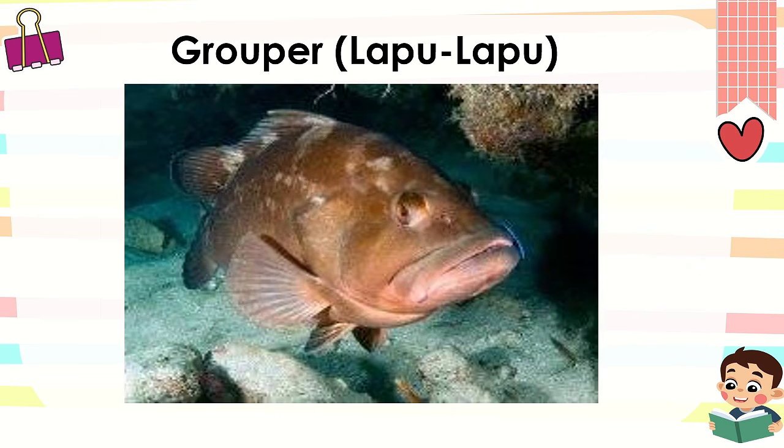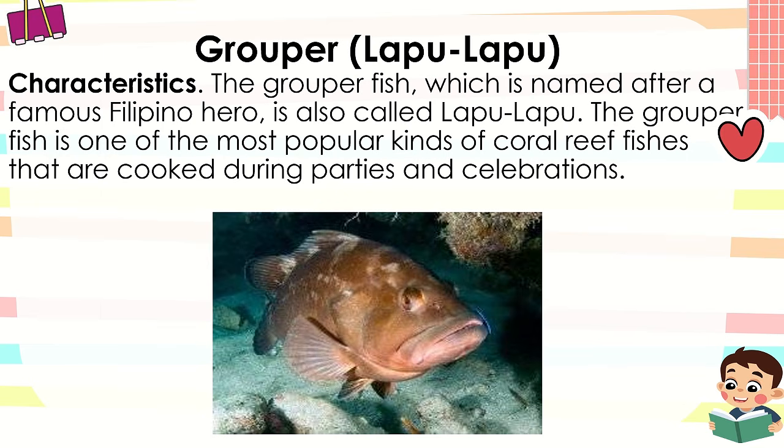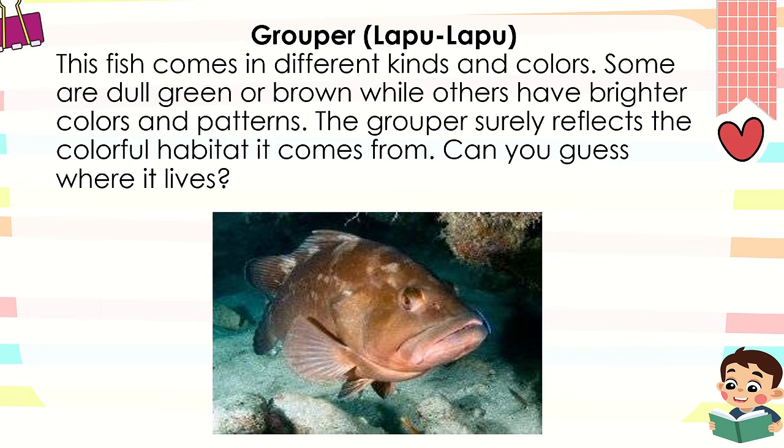Grouper or lapu-lapu. Its characteristics: the grouper fish, which is named after a famous Filipino hero, is also called lapu-lapu. The grouper fish is one of the most popular kinds of coral reef fishes that are cooked during parties and celebrations. This fish comes in different kinds and colors. Some are dull green or brown, while others have brighter colors and patterns. The grouper surely reflects the colorful habitat it comes from.